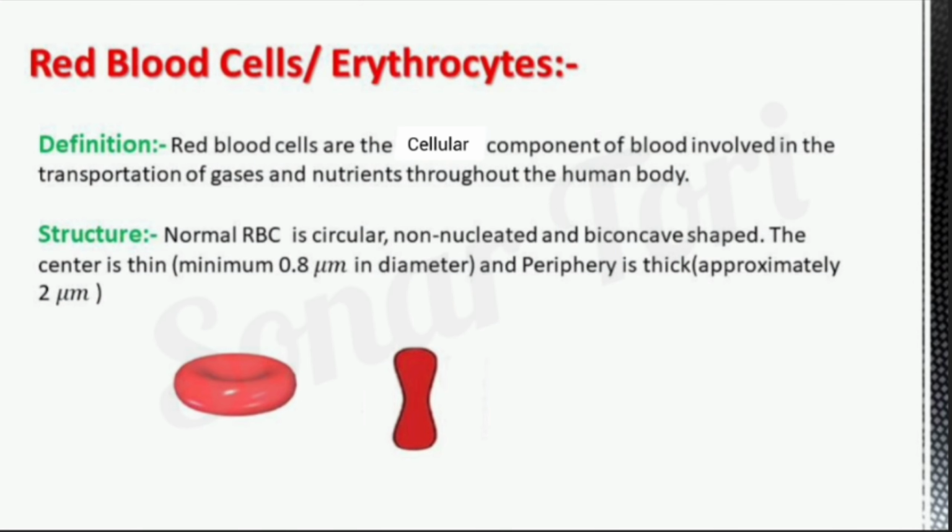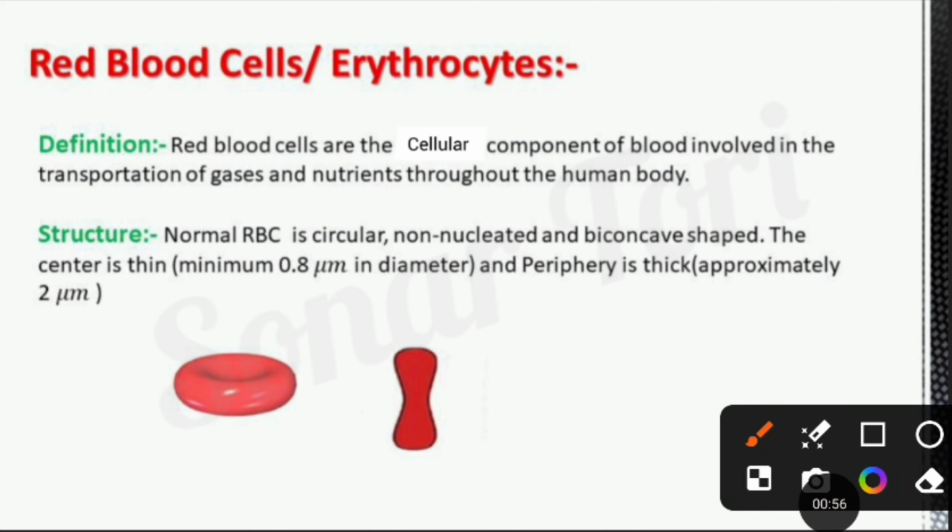There is some introduction of red blood cell. First of all, what is red blood cell? Red blood cells are the cellular component of the blood involved in the transportation of gases and nutrition throughout the human body. It is a type of cell present in the blood that helps the transportation of gases like oxygen from the lung to all tissues, and carbon dioxide from all tissues to the lung, and it also helps to carry nutrition throughout our whole body.